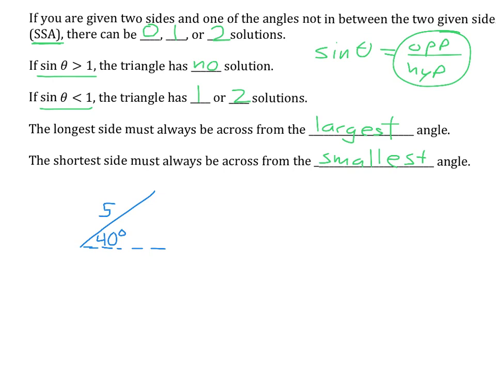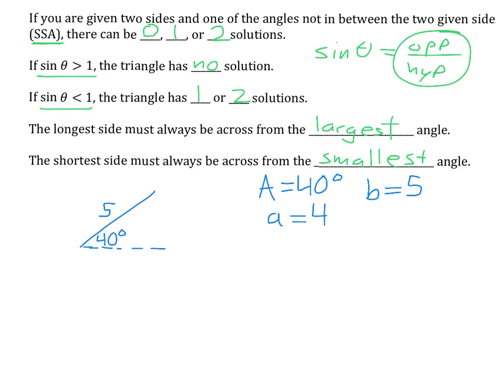Alright, so right now we're given an angle. Let's just call that angle A, 40 degrees. We're given a side. We know it is 5, and I'm just going to call this side B. And let's make up one more number for side A, because it's opposite of the angle. So let's say side A is 4.